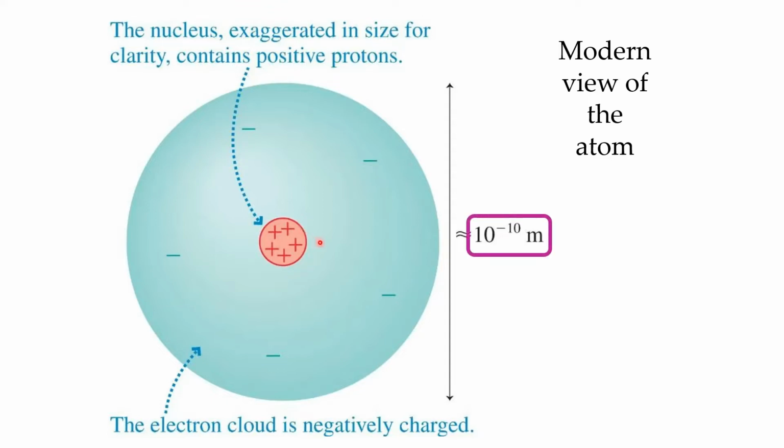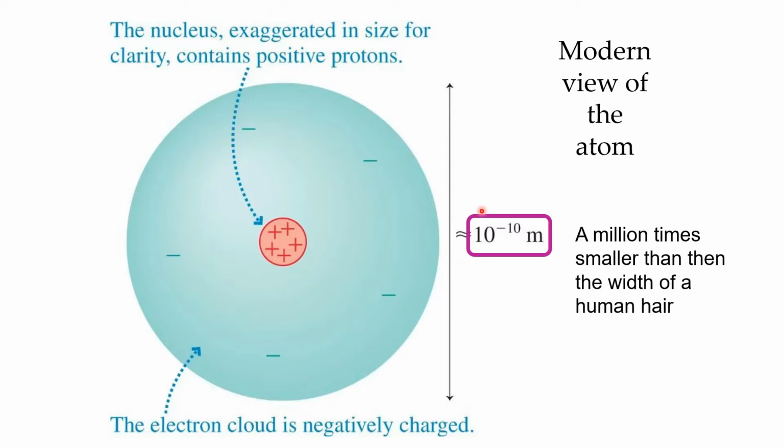I want to point out this number over here. The size of an atom is about 10 to the minus 10 meters. That's known as 1 angstrom. So that's like taking a meter stick and dividing it by 10 billion. So that's really, really small.